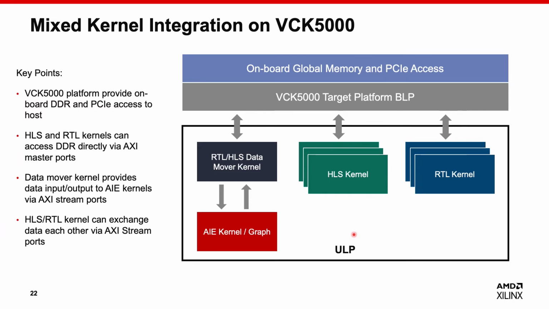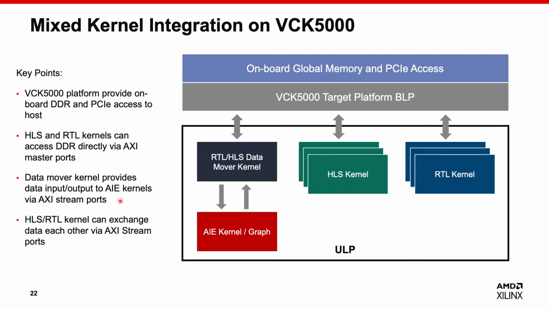First, the VCK5000 target platform will handle the onboard DDR and the PCI Express access. You just need to connect your kernel to the AXI bus matrix included in the user level partition of the platform. Second, HLS and RTL kernels can access the DDR memory directly via the AXI master ports.